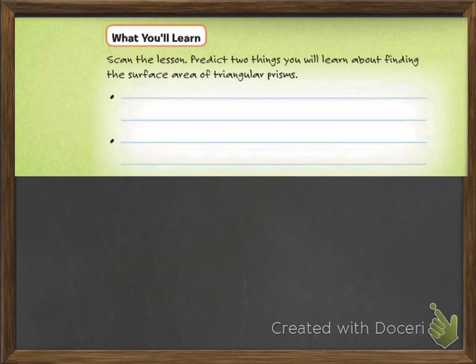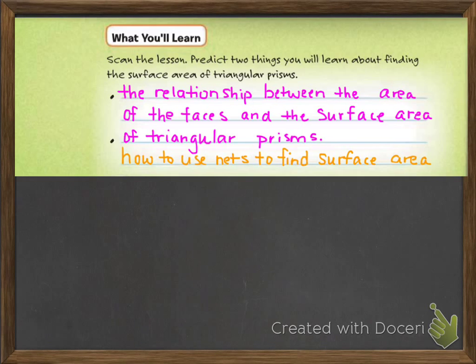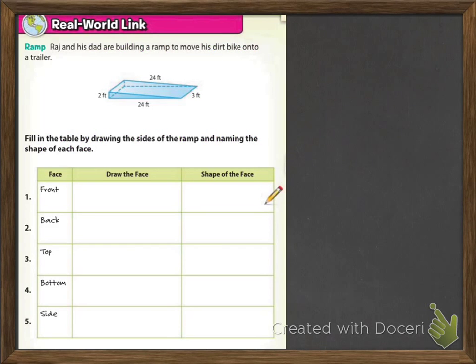It says to scan the lesson and predict two things you will learn about finding the surface area of triangular prisms. So as you can see here, we're going to be learning about the relationship between the area of the faces and the surface area of triangular prisms, and we're also going to be learning how to use nets to find the surface area. Now we're going to look at the real world link.